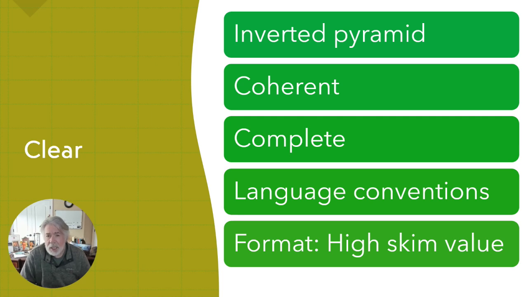Finally, make a format that the textbook refers to, and I like this term. It's high skim. It's easy to, if someone wants to just get a gist and then come back later and read it more deeply, they can get a gist by going through it, by skimming through it.